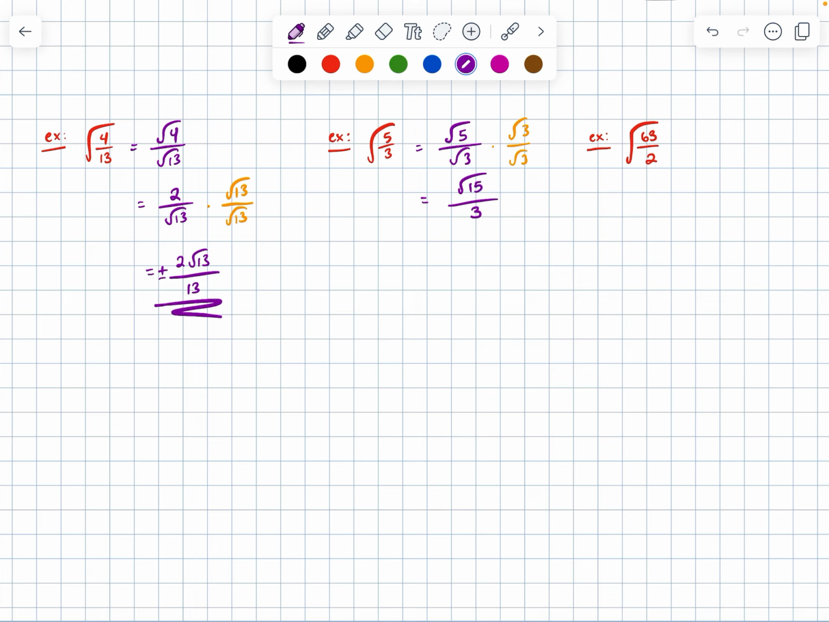I cannot simplify either of those further. I will rewrite this as the square root of 5 times 3, which is 15. Add in a plus or minus because I got rid of my square root in the denominator. My final answer is plus or minus root 15 over 3.